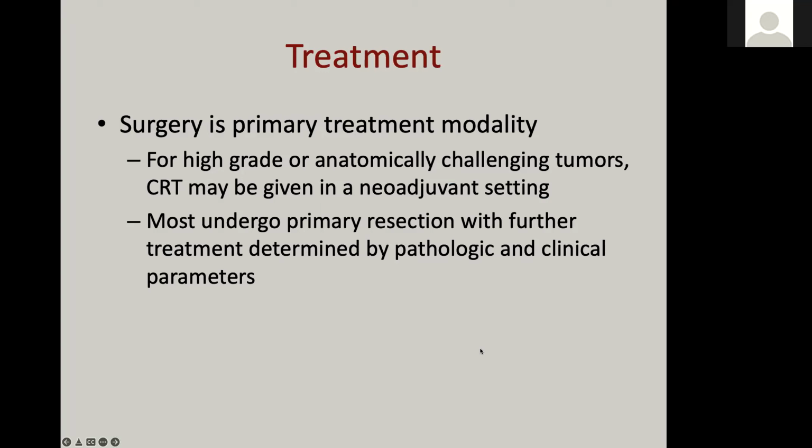So in terms of treatment, overall, surgery is the primary treatment modality for most sarcomas. For known high grade tumors or very anatomically challenging ones, compressing on structures, et cetera, that are hard to resect, chemoradiation or just chemo or just radiation may be given in a neoadjuvant setting. Most however, do still undergo primary resection with further treatment then determined by the pathologic and the clinical parameters. But be mindful that it can go either way. They can get chemoradiation first, they can get it second.